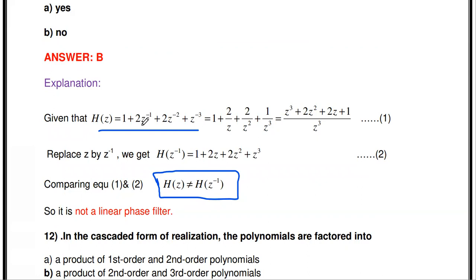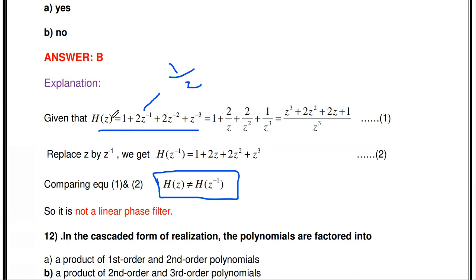So you just convert these negative powers into positive powers. That is, z inverse can be written as 1 by z. Similarly, z power minus 2 can be written as 1 divided by z squared. So it can be written as 1 plus 2 by z plus 2 by z squared plus 1 divided by z power 3. After taking the LCM, you see z power 3 plus 2z squared plus 2z plus 1 divided by z power 3. Consider this as equation number 1.